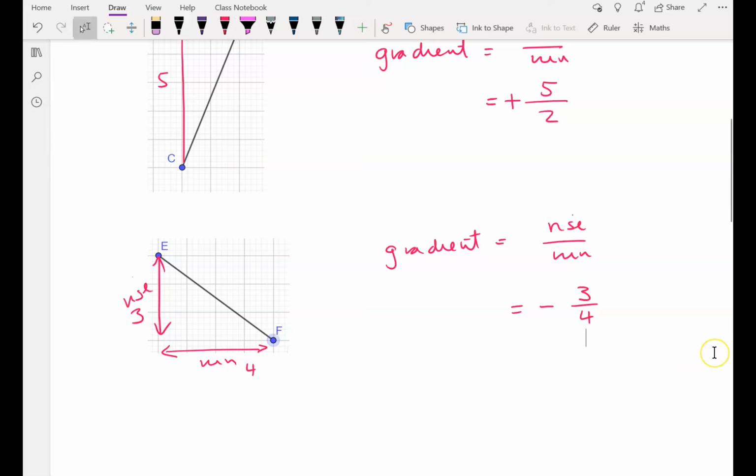So 2 really important things there. Gradient is always rise over run. If the line goes like this, then we say it's positive. If the line goes like that, then we say it's going to be negative. We still work with the same rise over run concept, but we're going to have one positive or one negative, depending upon which way it slopes.